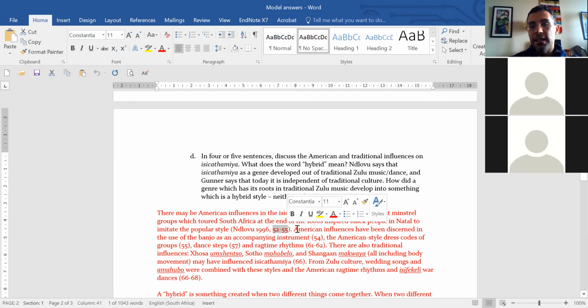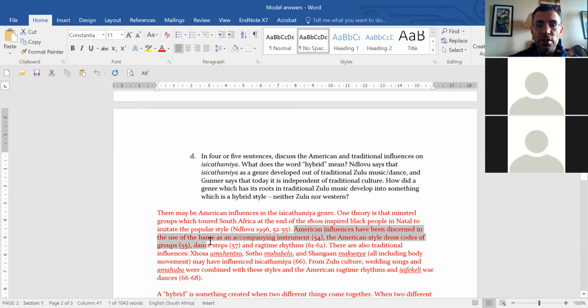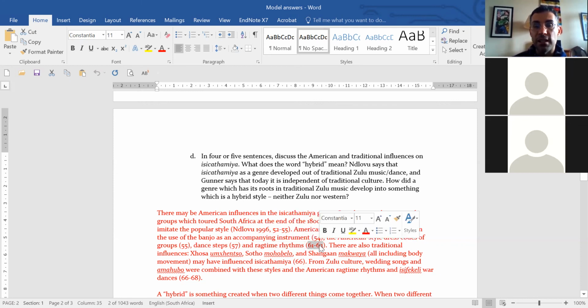Now, when you are in the same paragraph, and only when you are in the same paragraph, and you are talking about the same source, every time you quote from that source or you paraphrase from that source, you need only put the page number. So look here. American influences have been discerned in the use of the banjo as an accompanying instrument. And I tell everybody which page I found that information on. Also, the American style dress code. So what they wore, that was on page 55. The dance steps, page 57. And ragtime rhythms, that was on page 61 and 62.